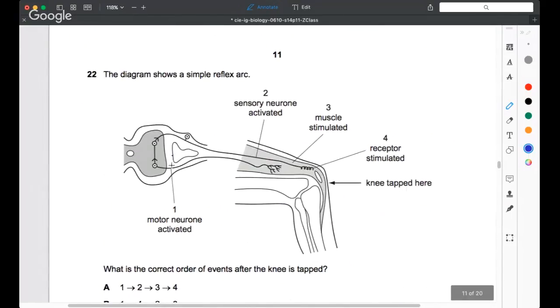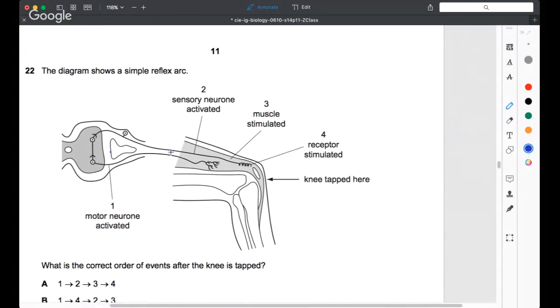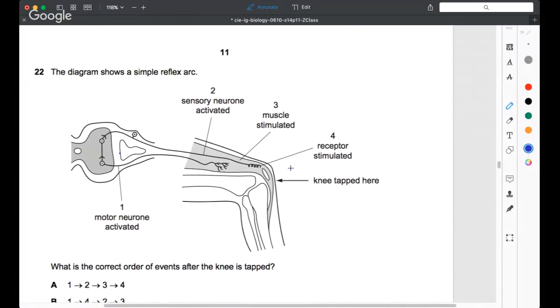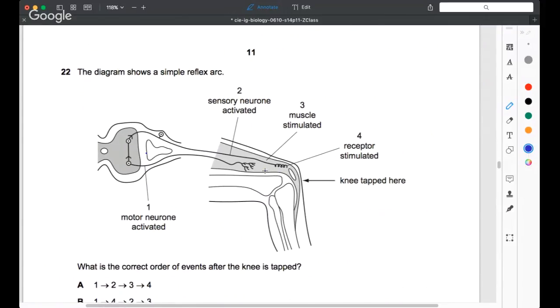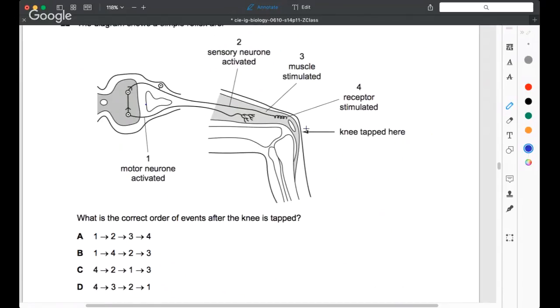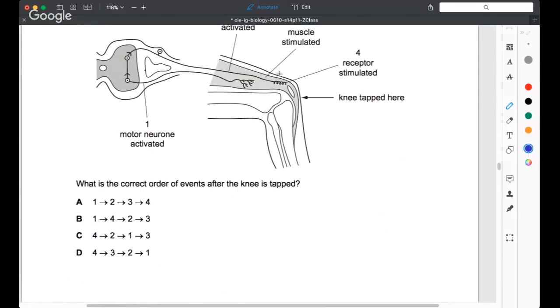The diagram shows a simple reflex arc. What is the correct order of events after the knee is tapped? For a reflex arc, you'll remember that you have a stimulus, which stimulates a sensor. The sensor then sends signals up our sensory neuron, and the sensory neuron goes through a relay synapse in the spinal cord, and then our motor neuron is activated, which activates our muscle to elicit the appropriate response. So in the knee-jerk reflex, our knee is tapped, and that stimulates our receptor. So number 4 is first. So it's going to be either C or D.